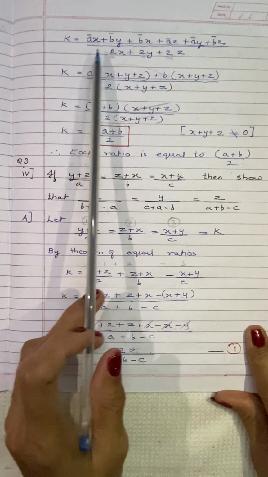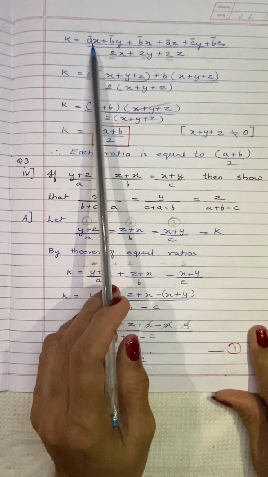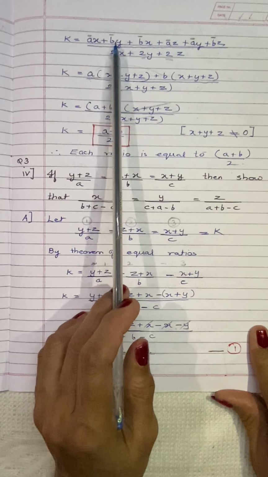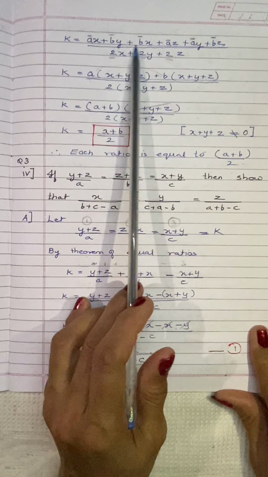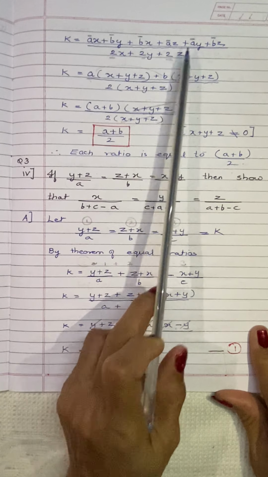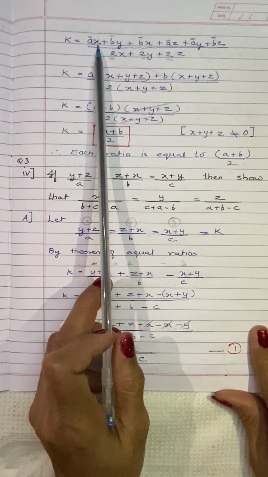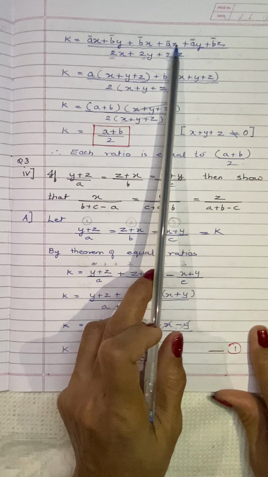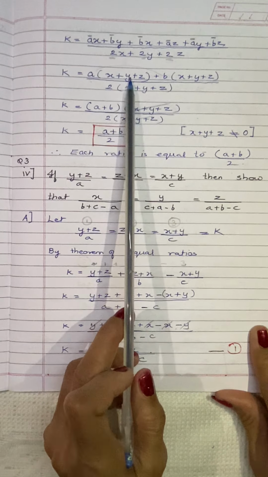K is equal to, after adding the numerators, just a, b and c. All the terms having a, b and c, we will bring them together because we need to take the common factor out. So this is a, and this is a. So this will be the common factor. Leftover terms inside the bracket, x plus y plus z, plus.